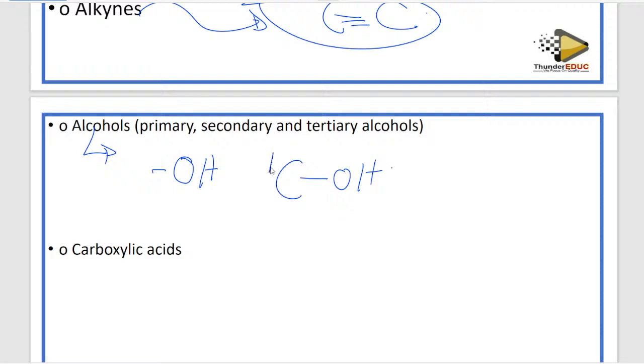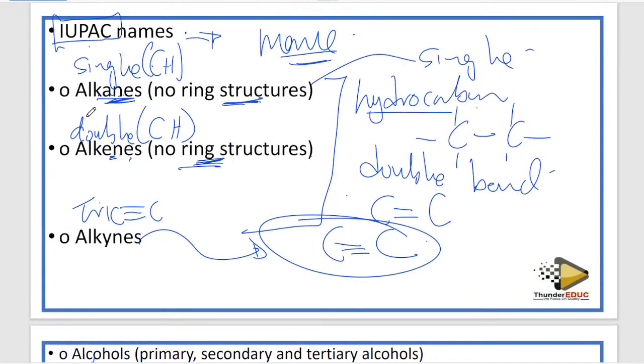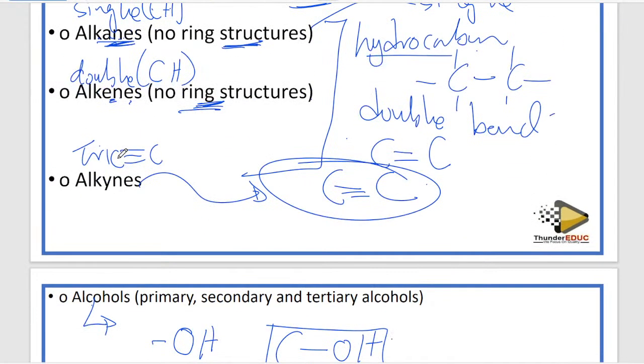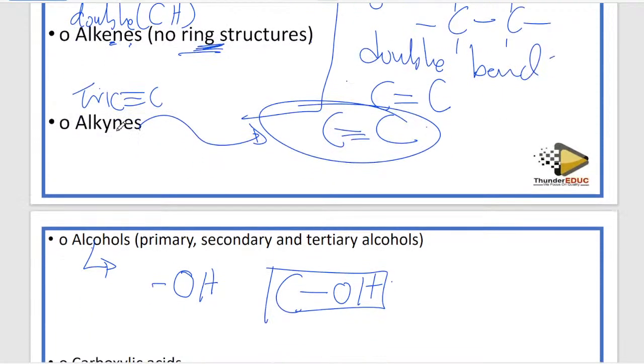Yes, it is attached to carbon. But now, how do I know? I'll teach this alcohol in detail. Don't stress about it. This is just an introduction, whereby you understand better when you reach there. The key point is we have seen that alkane is a single bond, alkene is a double bond, and alkyne is a triple bond.